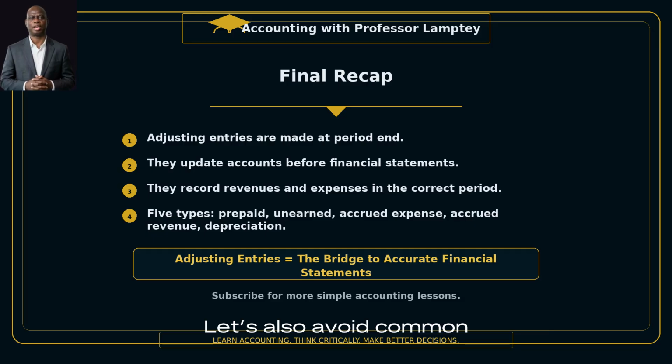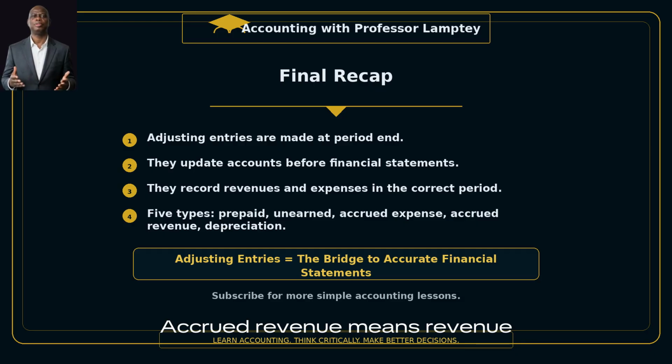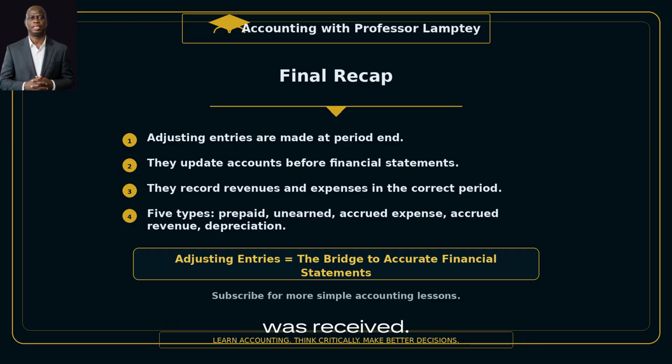Let's also avoid common mistakes. Most adjusting entries do not involve cash. Prepaid expense means cash was paid before the expense was used. Accrued expense means the expense happened before cash was paid. Unearned revenue means cash was received before revenue was earned. Accrued revenue means revenue was earned before cash was received.